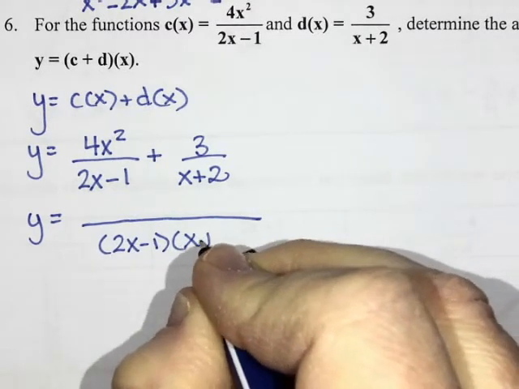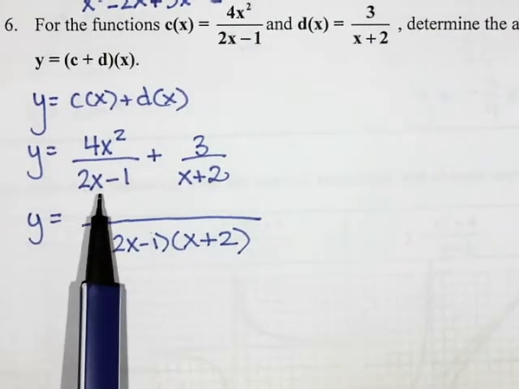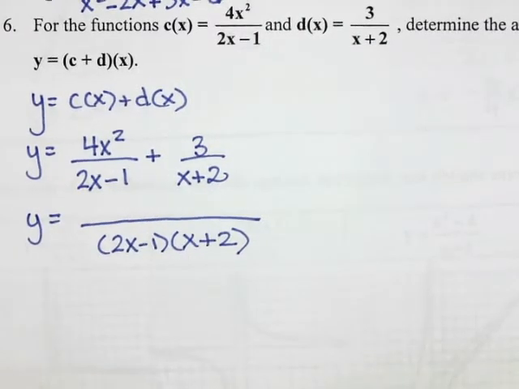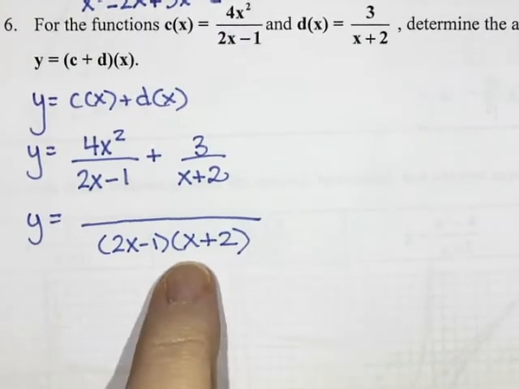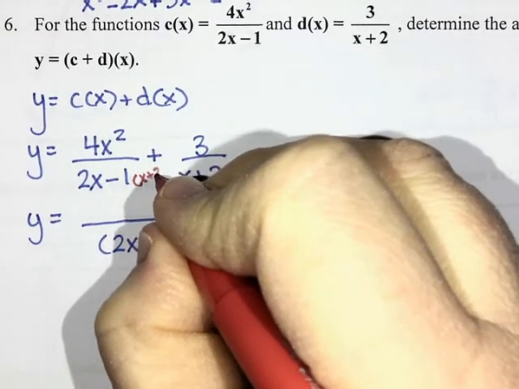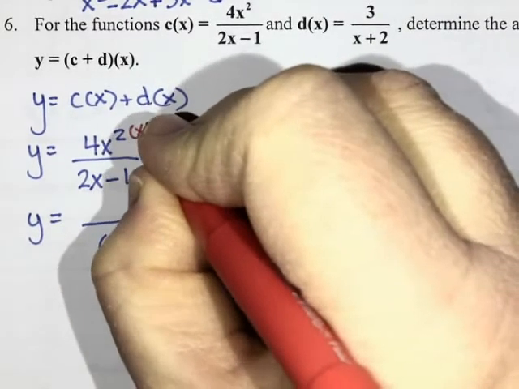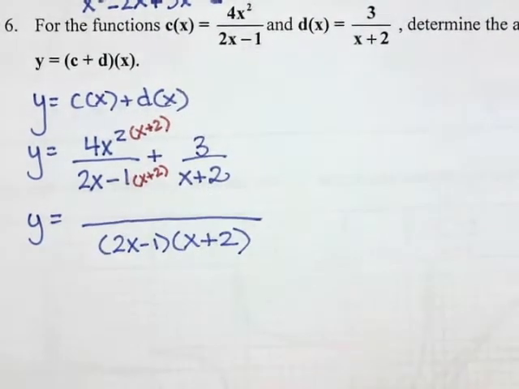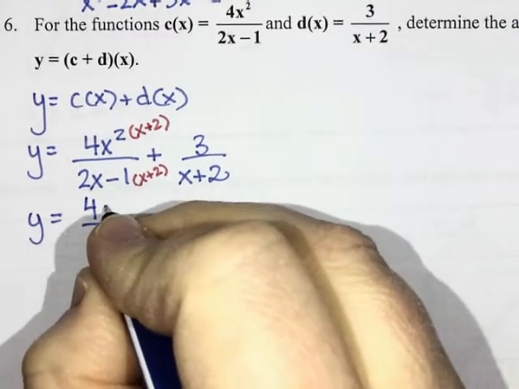Sometimes we will factor first and see if we can find something they have in common, but neither of these two denominators factor. So that means the first fraction, in order to get our new denominator, we had to multiply by x plus 2. And whatever you do to the denominator, you also have to do to the numerator. So we're going to multiply 4x squared by x plus 2.